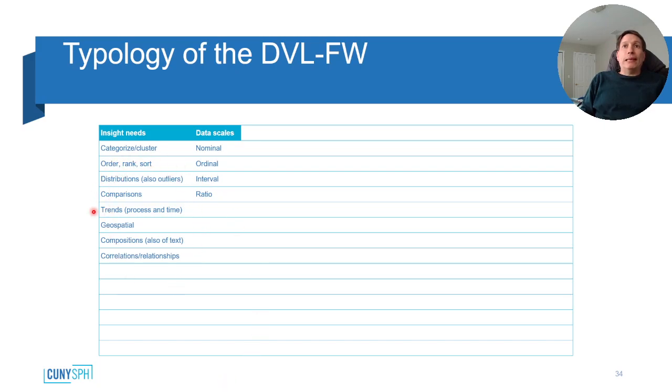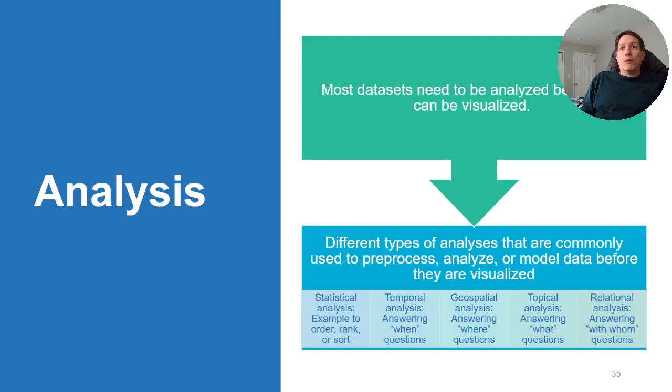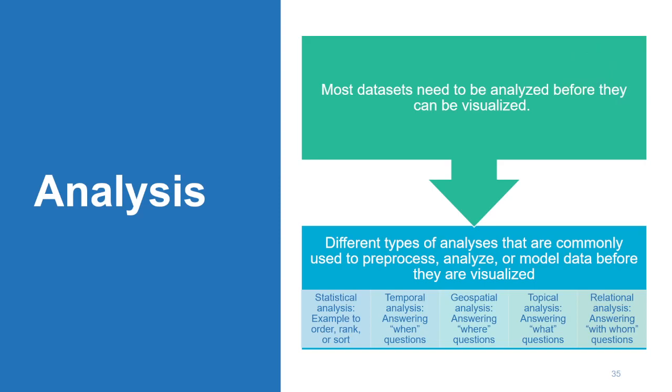Then we need to understand the needs or the tasks. We need to understand the data scales, and we need to be aware of them and what are the type of operation and the meaning of them. The third dimension is the analysis. And what the framework tells us is that most data sets need some kind of analysis or some kind of transformation before we can visualize them. And there are different types of analysis that are commonly used in the pre-processing or modeling the data before we visualize that.